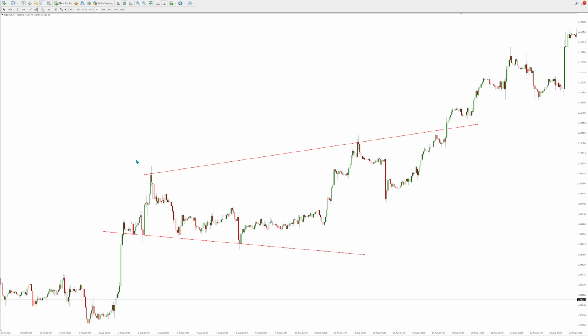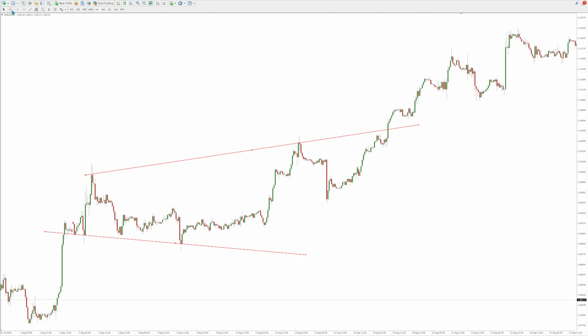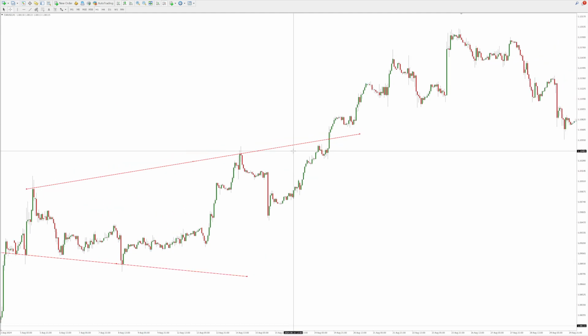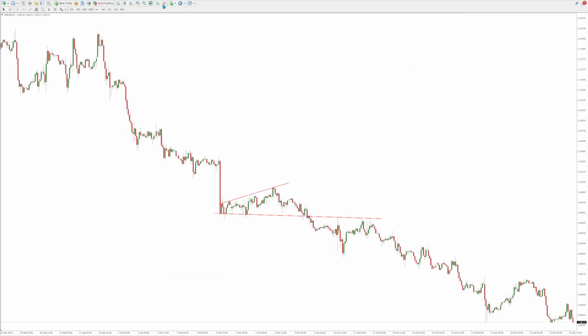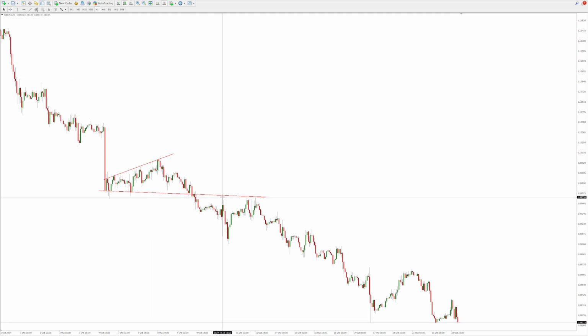Welcome to my video on broadening formations. I'm going to show you how you can use this formation to capture moves such as these for 150 pips. That one and this one around 150 pips.